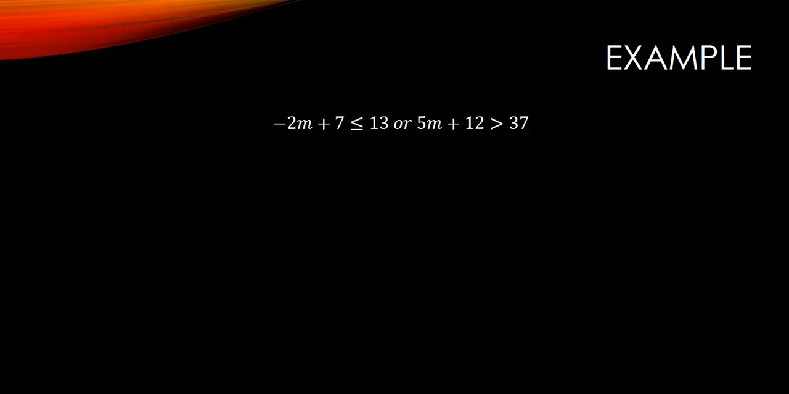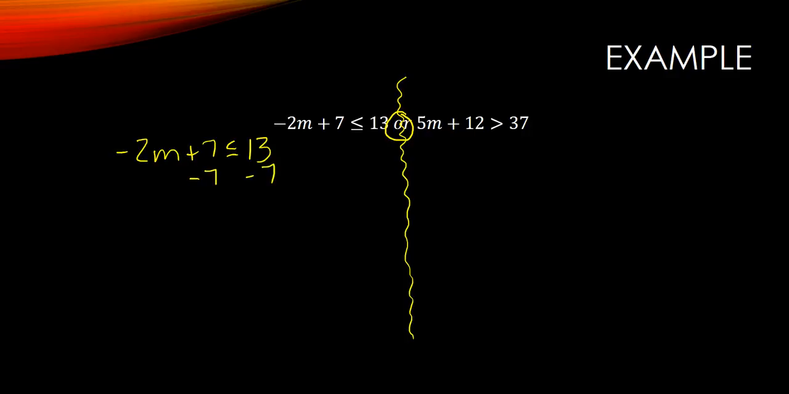So let's do one example of that. We have negative 2m plus 7 is less than or equal to 13, or, so see the word or, 5m plus 12 is greater than 37. So these are two different problems. Make sure you're not trying to solve them together. Okay. So I'm going to rewrite it. So we have negative 2m plus 7 is less than or equal to 13. I need to get the m by itself. So first I need to get rid of the positive 7 by subtracting 7 on both sides of my inequality.